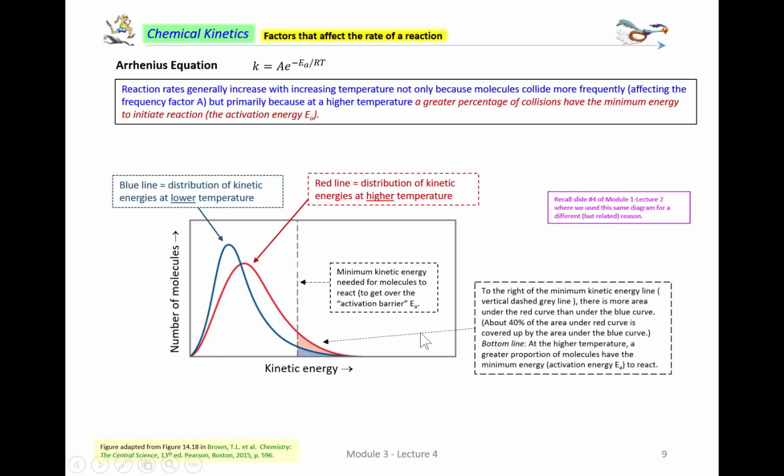If you actually look at the areas here, you'd find out that the area underneath the red here is larger than you think because the blue area obscures some of the red area. Bottom line here is that at higher temperatures, a greater percentage of the molecules have the minimum energy, the activation energy needed to get over that activation barrier, which increases the rate constant and increases the reaction rate.